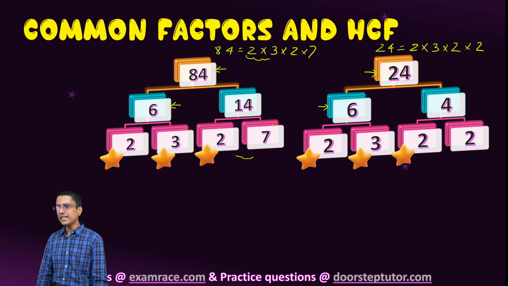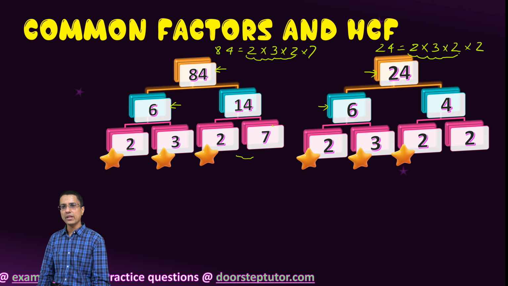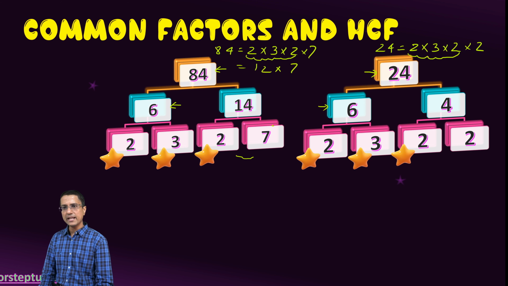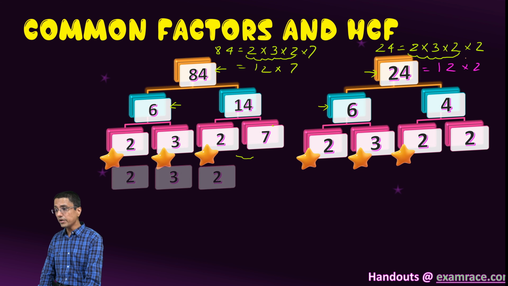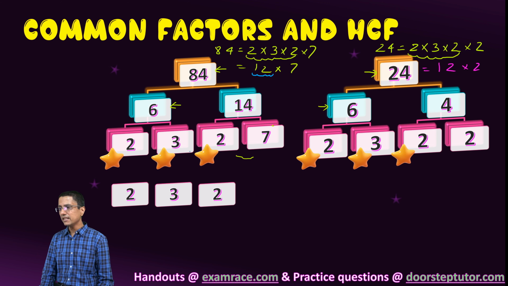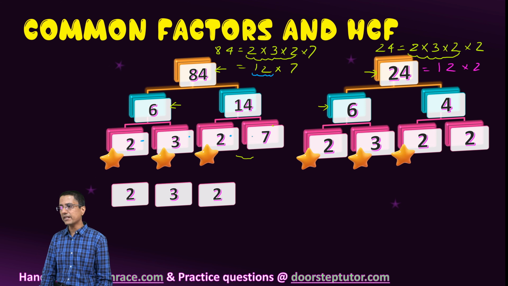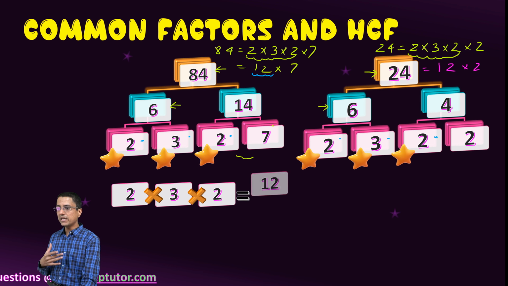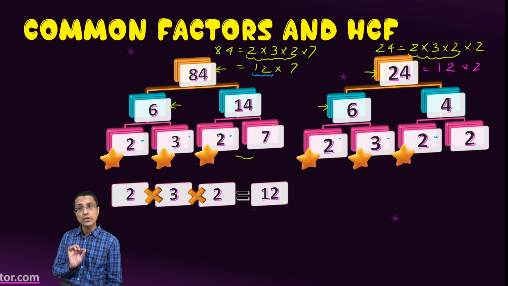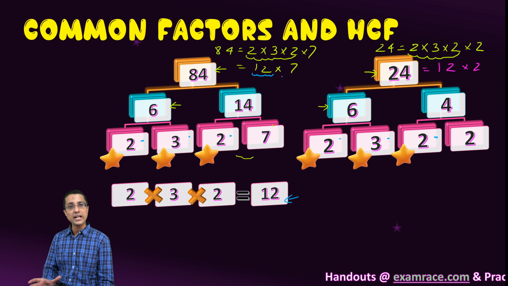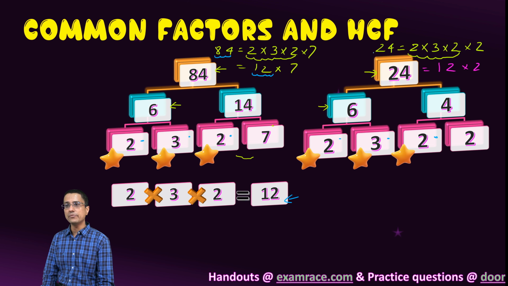Now if I multiply these terms together, what can I do? I can write them together as 12 into 7. Similarly, I can write this as 12 into 2. One of the things we'll notice is that the way I have come up with this number 12 is that I have taken the common prime factors between these two numbers, taken them apart and then multiplied them together. This number 12 is very important because it appears as a factor of both 84 as well as 24.